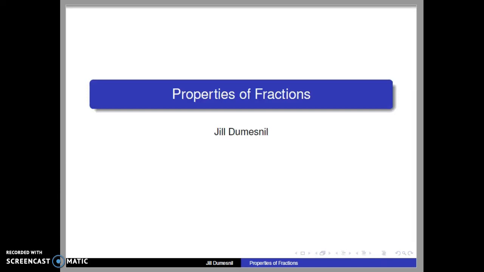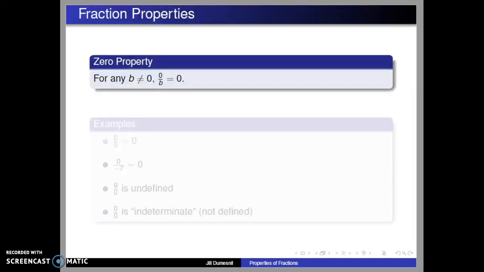Let's review some basic properties of fractions. The zero property states that for any non-zero b, 0 over b equals 0. In other words, when the numerator is 0 and the denominator is non-zero, the fraction equals 0.